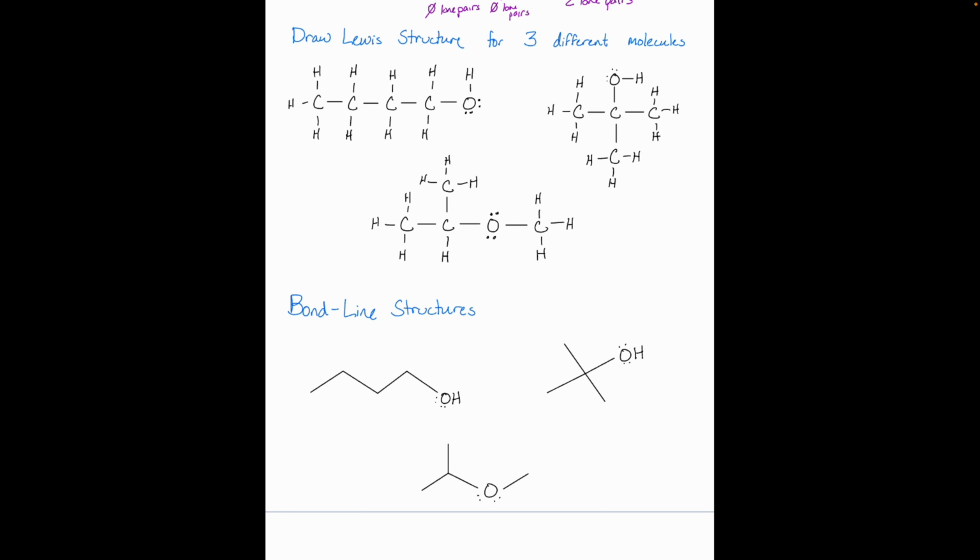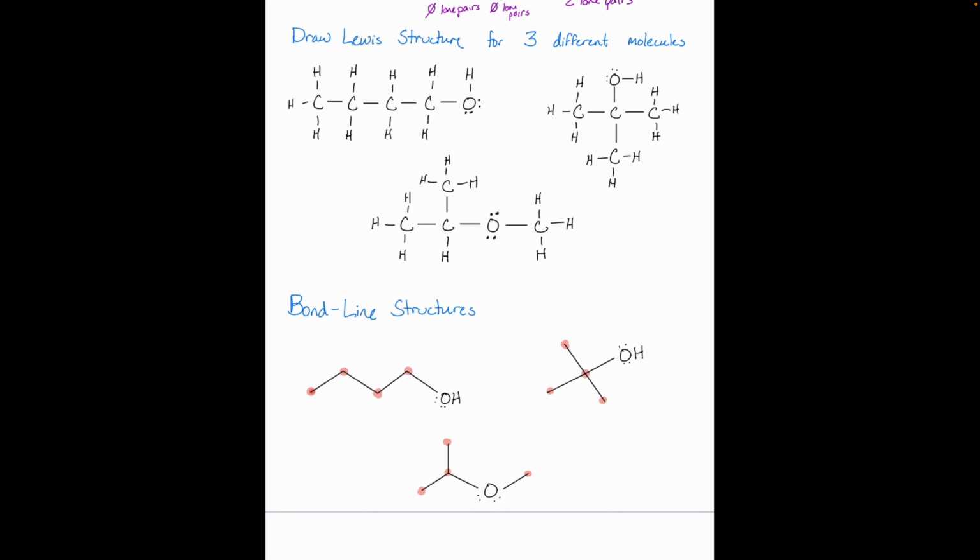Okay, so here are my three structures converted into those bond line structures. And what I want everybody to do to double check their structures is to go back and count your carbons. Each one should have 4 carbons. That is the best double check for your bond line structures, is to always go back and count carbons.